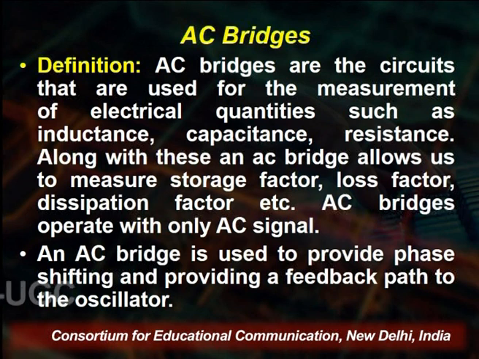So now the AC bridge. We start with the definition: AC bridges are circuits that are used for the measurement of electrical quantities such as impedance, capacitance, resistance. Along with these, an AC bridge allows us to measure the storage factor, loss factor, dissipation factor, etc. So these are the uses of the AC bridge.